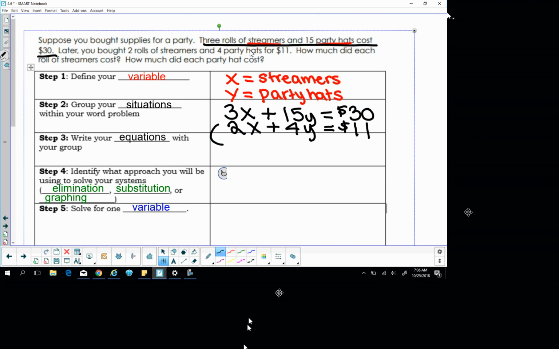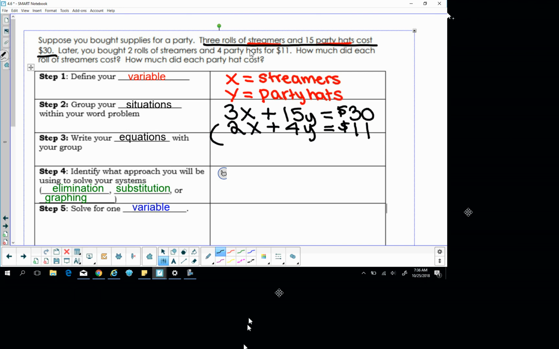Next thing I want to do is identify what approach I'm going to take. So we have 3 different approaches. We learned graphing, where you can sit there and graph, right? But if they don't provide you a graph, I probably wouldn't do it. You're not going to want to sit there and draw your own graph. Maybe you will, but it seems not efficient.